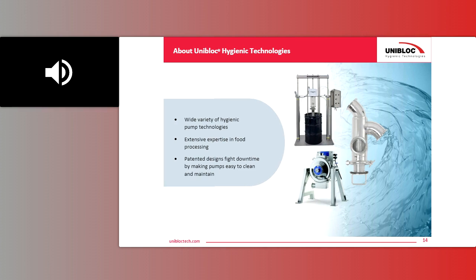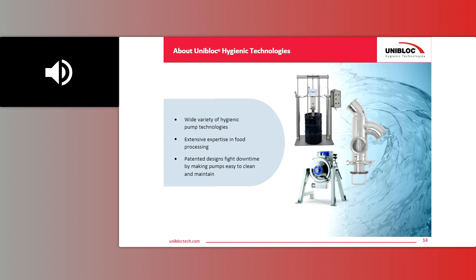So just to summarize, Uniblock, the company I currently work for, has a wide variety of hygienic pump technologies, from AODD pumps to drum unloading pumps, progressive cavity pumps for drum unloaders, and centrifugal pumps for drum unloading. We also do rotary lobe pumps and gear pumps. We've had a lot of experience and history within the food industry. The company has always been a hygienic equipment and pump supplier and manufacturer, so we have extensive experience in this industry.